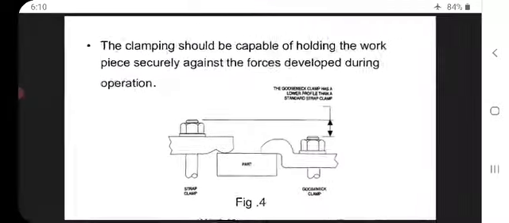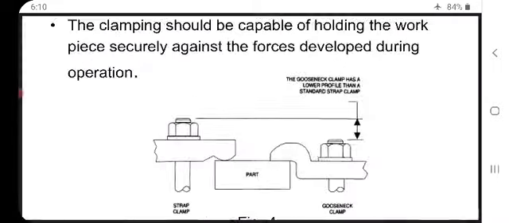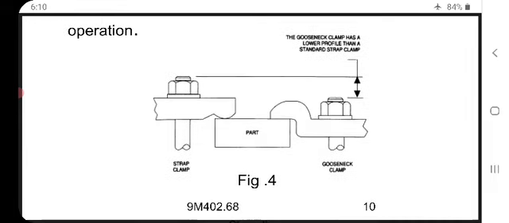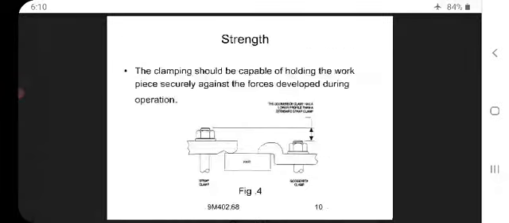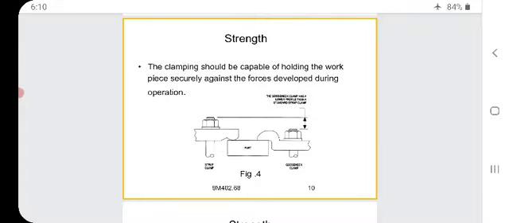See in the figure, strap clamp, the pot and the gooseneck clamp. What we are doing while performing the operation is that the part should not get moved or change its position. So that is why the clamp should attain the strength.